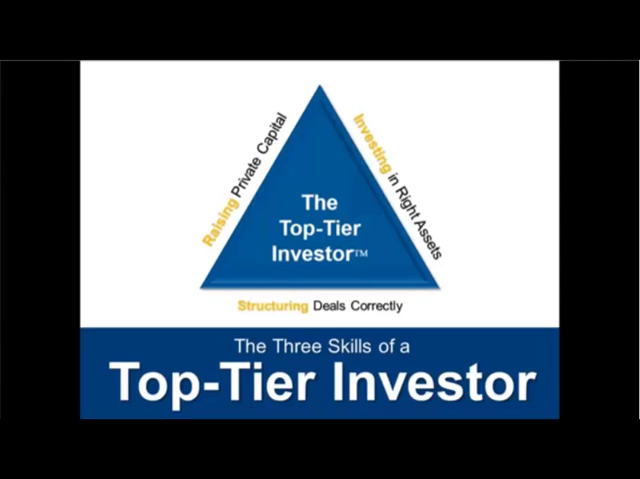So in order to be a top-tier investor, you need all 3 of these skills. Once again, you need all 3 of these skills. So let's just presume for a moment that you had 2 of 3 of these skills, and let's see what would happen. Let's say you knew how to structure deals correctly, and you knew how to raise private capital, but you were investing in the wrong assets. What's going to happen if you do that? Naturally, you're not going to be successful. You're going to lose money. You'd probably lose your shirt if you're investing in the wrong assets.